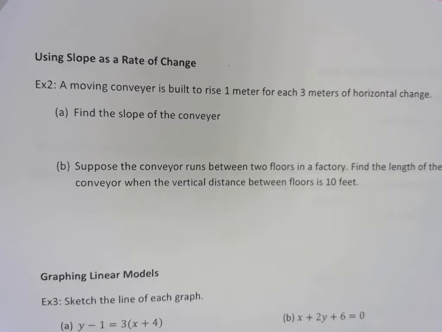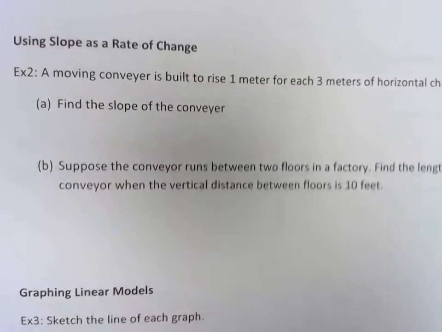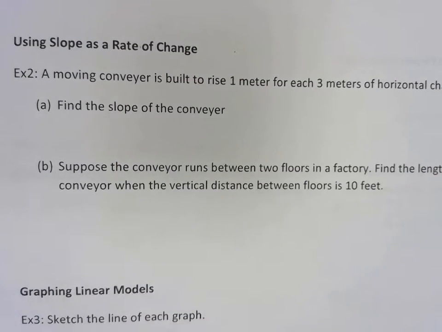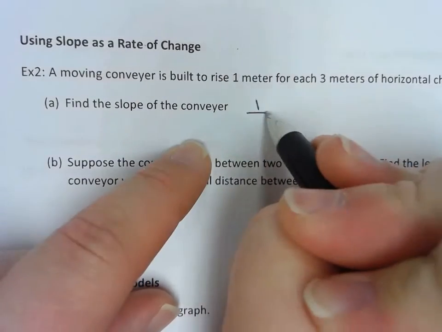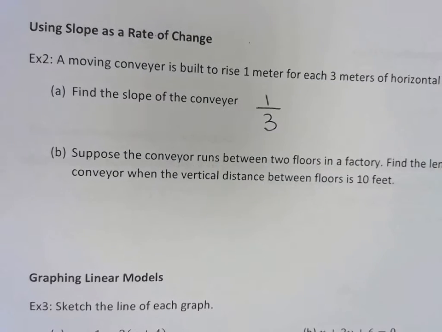So, rate of change. If I look at this one, a conveyor belt is built to rise 1 meter for every 3 meters of horizontal change. Find the slope of the conveyor belt. All I want for that one, slope is rise over run. If you just look at this, I'm rising 1 for every 3, so your slope is just 1/3. It's just looking at slope as how something changes to something else. I go up 1, I go over 3. 1 over 3, 1/3.